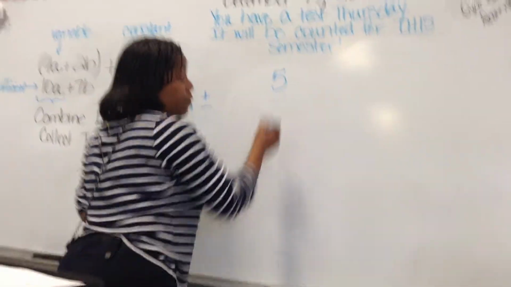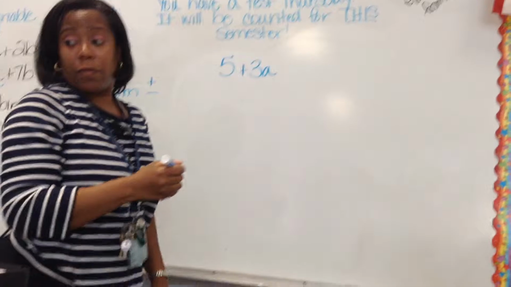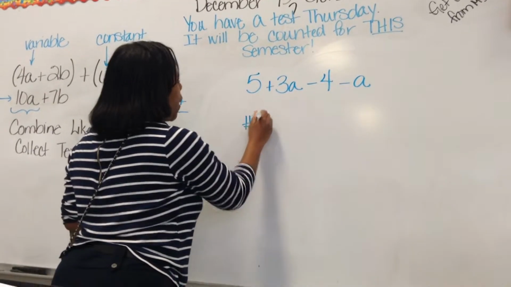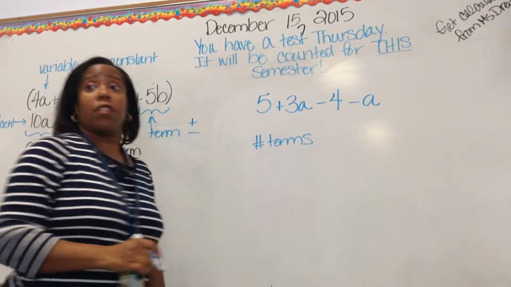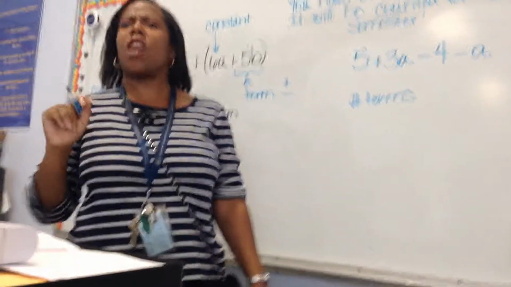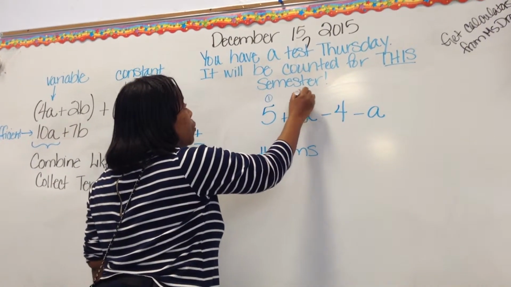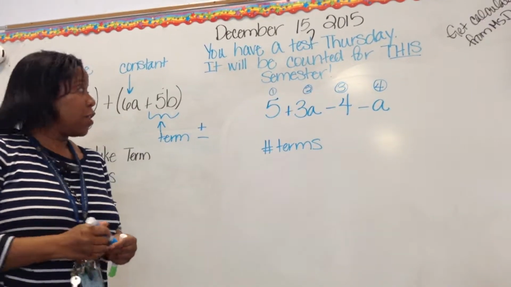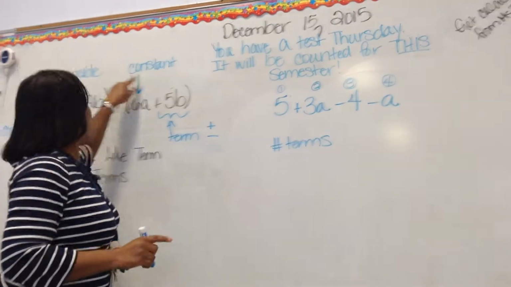So tell me about 5 plus 3A minus 4 minus A. First of all, how many terms do I have? Really? What's separating? I have minuses and pluses. That's separating terms. So how many terms do I have? I see 1, 2, 3, 4 terms. This 5 and this -4, what kind of terms are they?